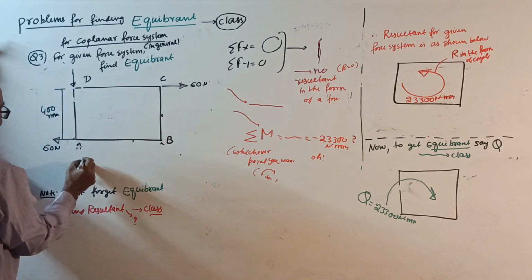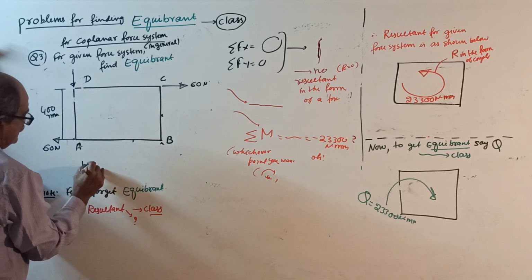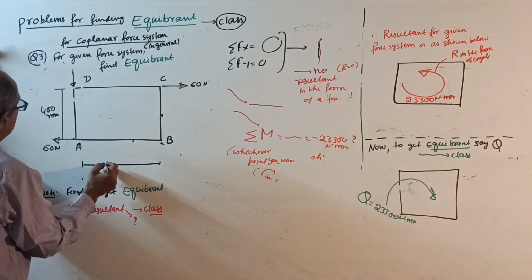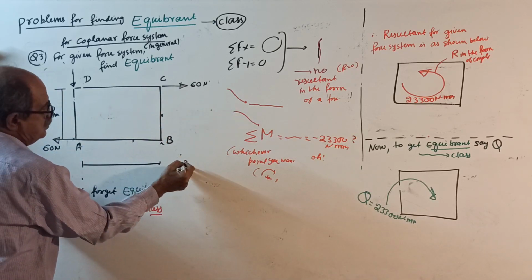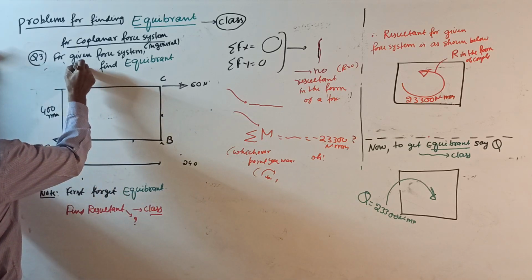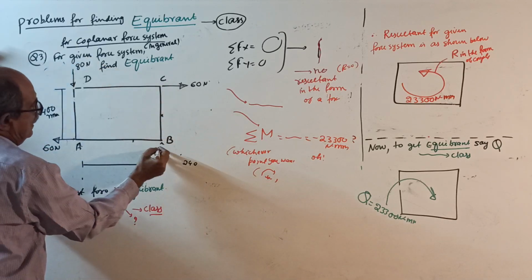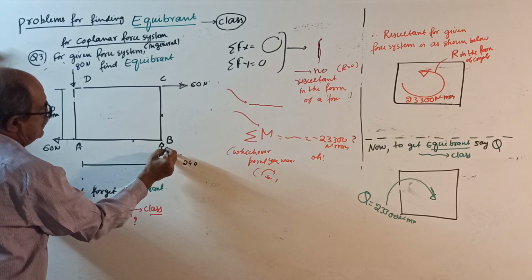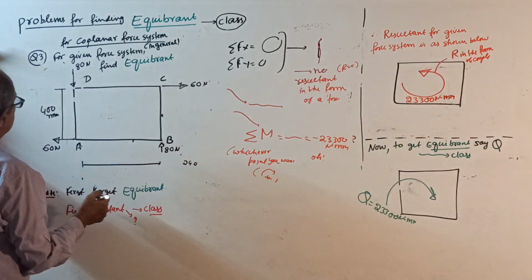Down of this distance is 400 or 240. 240 means an upward force of 80 Newton.